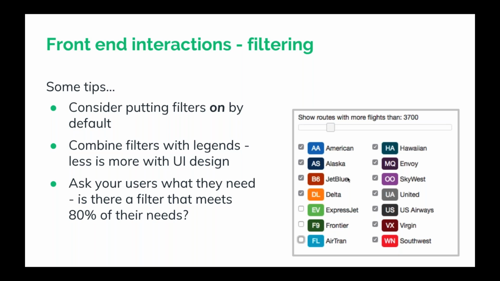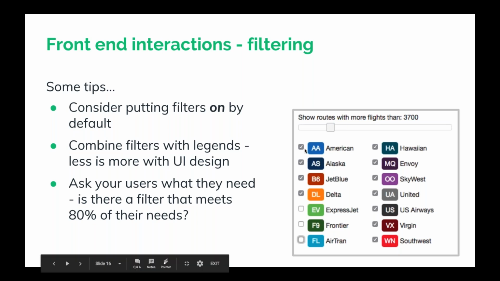Another tip on the right here is combining a filter with a legend. You probably need a legend for your graph. You probably need a filter too. So an obvious UI improvement would be to combine the two. Here you can see we've done that. We've used these colors to represent the different airlines in this case, and we have filters to switch them on and off. And maybe we've turned off some by default.